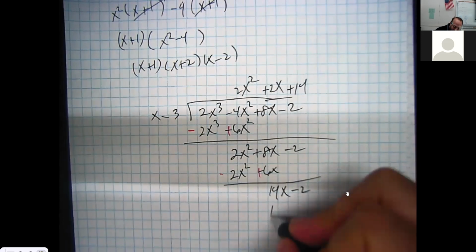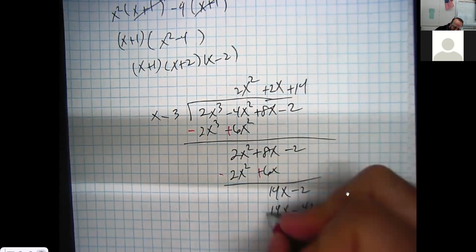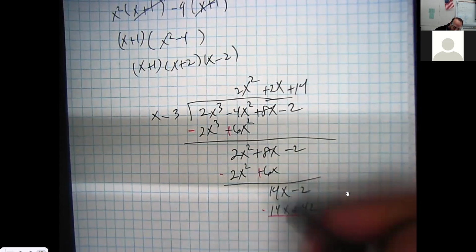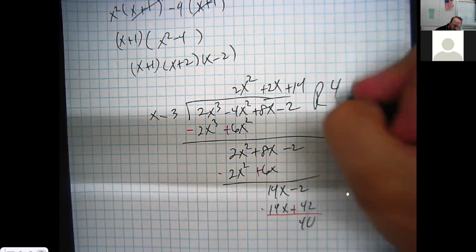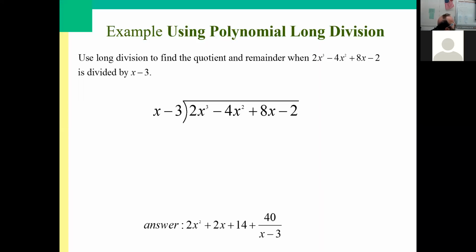And we're going to get 14x minus 42. We change our signs and add, and we got 40. And so we used to write R40, right? It's so dorky that we used to write it that way. So anyway, that should be pretty simple conceptually, which is why you see what you see right there.